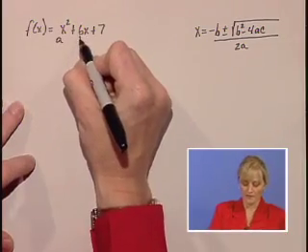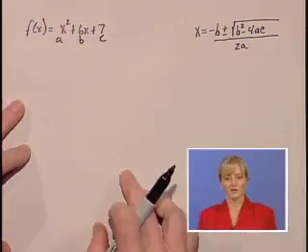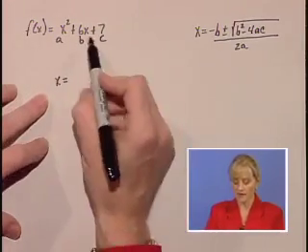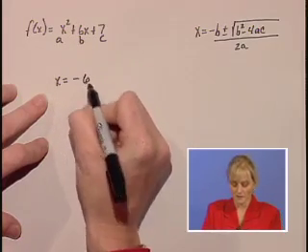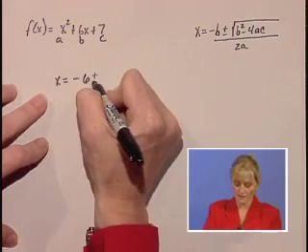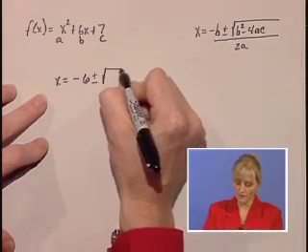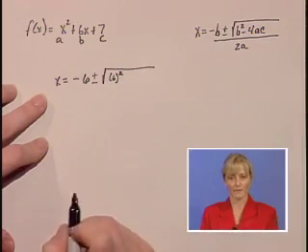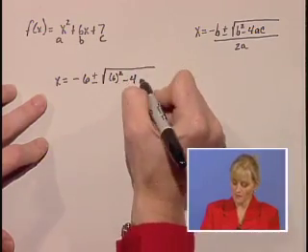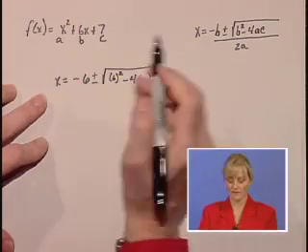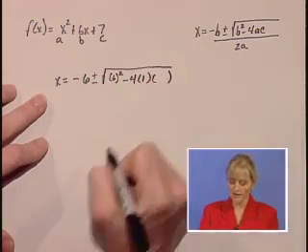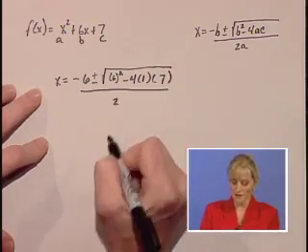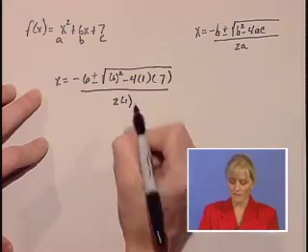Okay, let's relabel a, b, and c, and let's plug into our formula. X equals opposite of b. b is a positive 6, so it becomes a negative 6. Plus or minus square root of b squared. b is 6, and we'll square that. We'll clean that up in a minute. Minus 4 times a. a is the coefficient of x squared, which is 1, times c, which is 7. All divided by 2a, and a being the value 1.